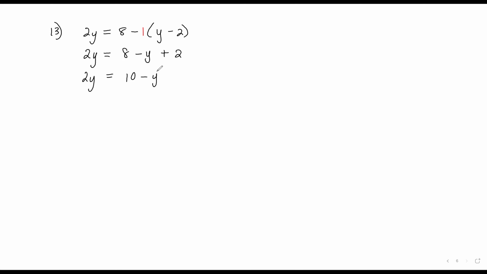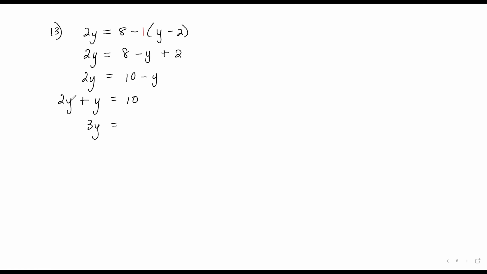And now I want all my y's on one side. So if I move minus y to this side, what would it become? Positive y. That's right. So we have 2y plus y is 10. What's the next line? 2y plus y. 2y plus 1y will give me how many y's? 3 y's.